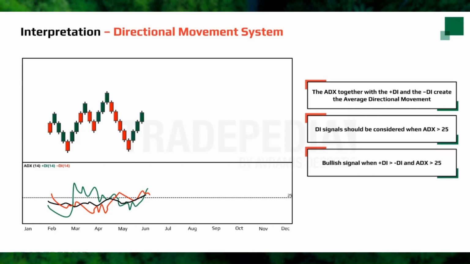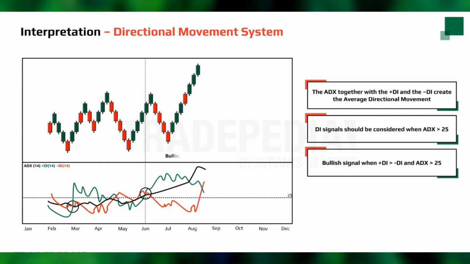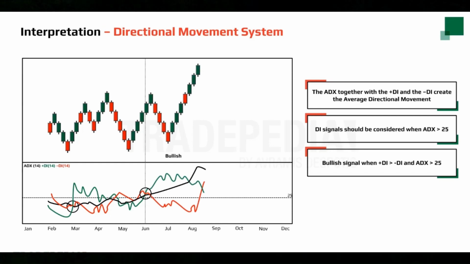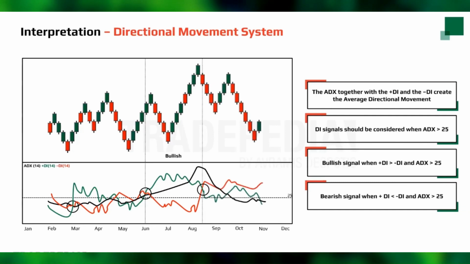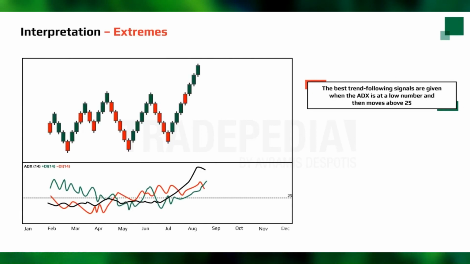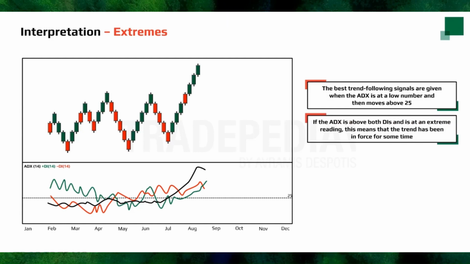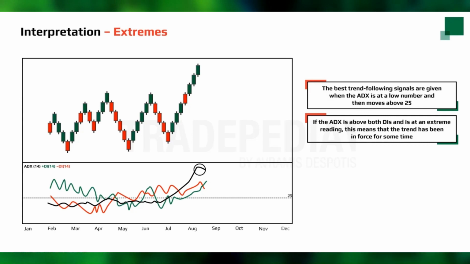The bullish signal we got when plus DI crossed above minus DI should not be acted upon as ADX was below 25. The next bullish signal, however, is confirmed by ADX being above 25. The bearish signal when plus DI crossed below minus DI is a valid signal as ADX is above 25. The best trend-following signals are given when the ADX is at a low number and then moves above 25. If the ADX is above both DIs and is in an extreme reading, this means that the trend has been in force for some time.